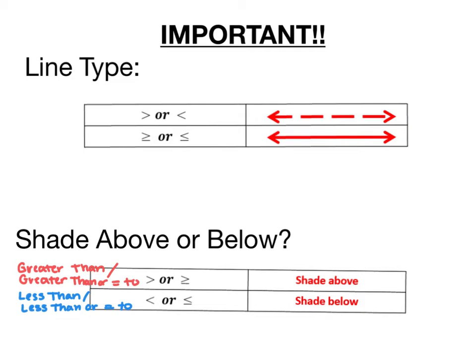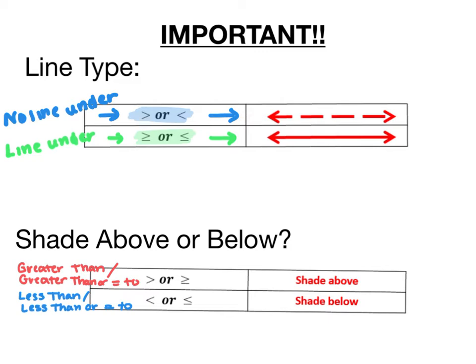In order to determine the line type, we have to look at the symbol. So if our symbol is greater than or less than, meaning that there's no line under it, then you use the dashed line. Versus if I use greater than or equal to or less than or equal to, meaning there's a line under it to represent it could be equal to it, then you would use the solid line.